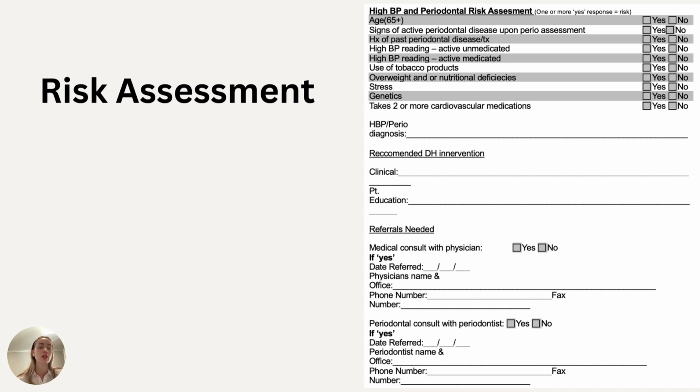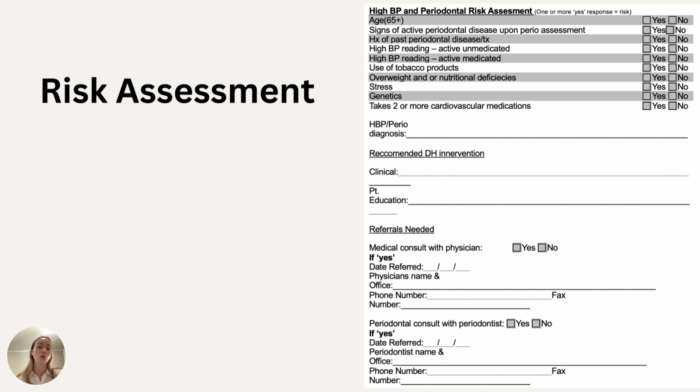So this kind of can tell us a little bit about our patient and about their history, their medical history, whether or not they're being treated for hypertension or not. Use of any tobacco products, yes or no. Overweight or nutritional deficiency, yes or no. Stress, yes or no. This can affect both the periodontium as well as high blood pressure. Genetics, so any family members, mom or dad, who have a history of high blood pressure, have a history of periodontal disease, yes or no.